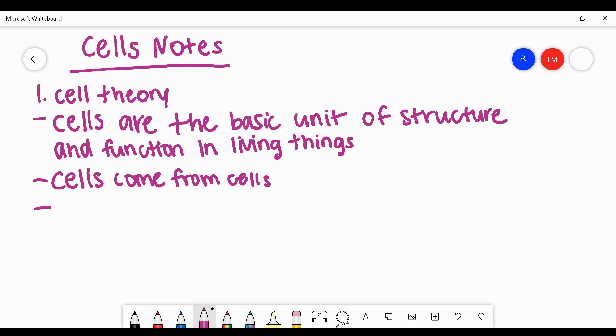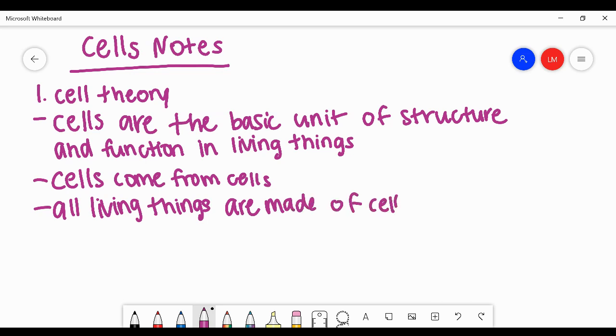And the last part says that all living things are made of cells, which we already know because we said one of the characteristics of life is to be made of cells.